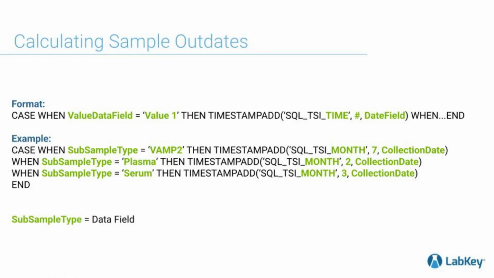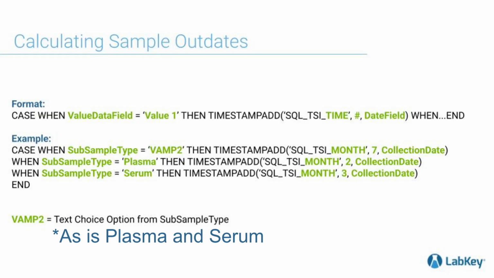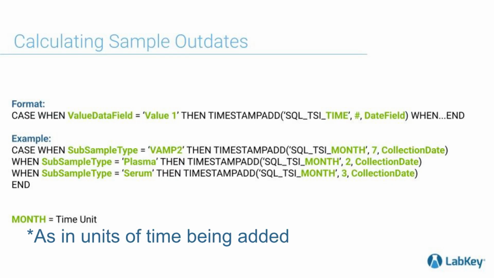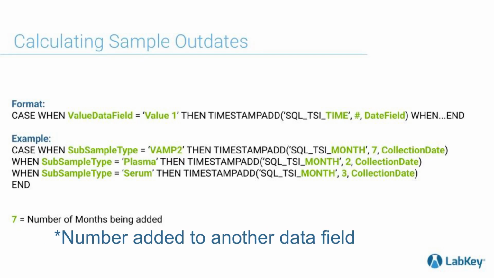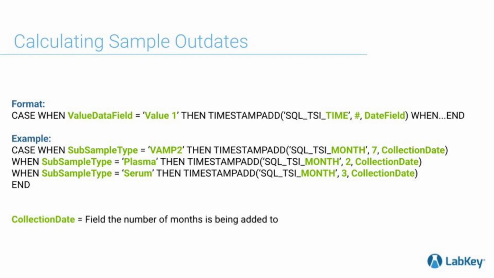In the expression, subsample type is a data field where users will enter their tube types or analyte type. Vamp2 is one of those options. Month is the time unit I'm using. 7 is the number of months I'm adding. And collection date is the data field I'm adding the time to.